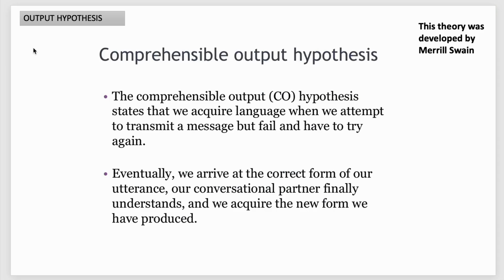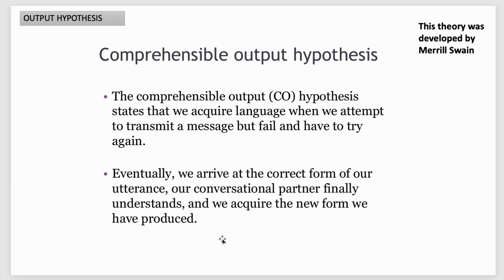First, the output hypothesis, which was developed by Merrill Swain, also known as comprehensible output hypothesis. Basically, it states that we acquire language when we attempt to transmit a message, but fail and have to try again. Eventually, we arrive at the correct form, our partner finally understands, and we acquire the new language.